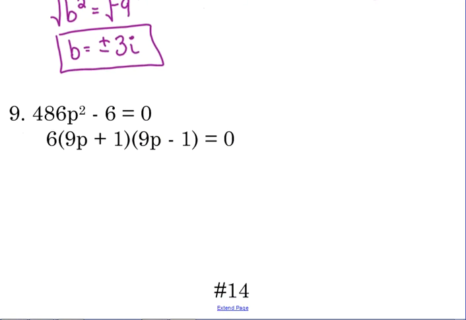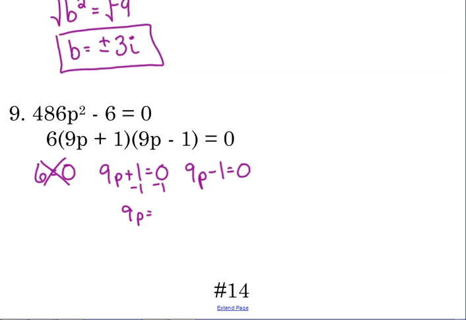Okay, really quickly. Number 9, just make sure we've got it. We've got it in factored form. This one had a GCF, so 6 can't equal 0. I'll write it down anyways, though, and mark it out. 9p plus 1 equals 0. 9p minus 1 equals 0.